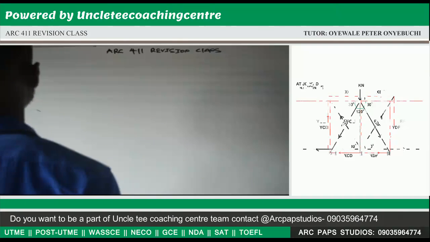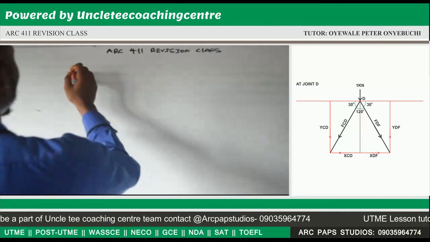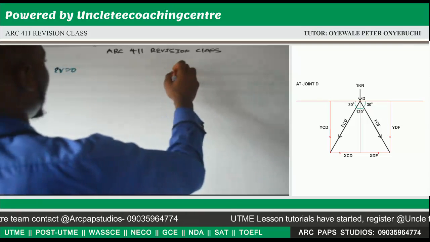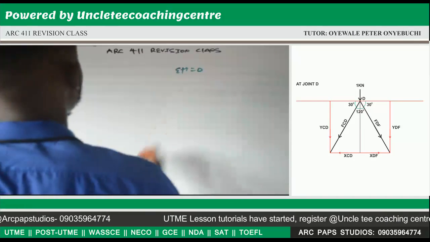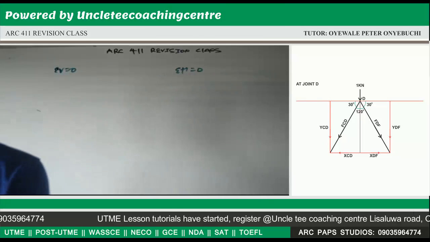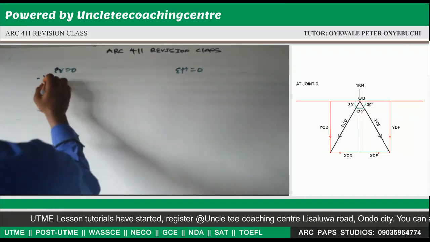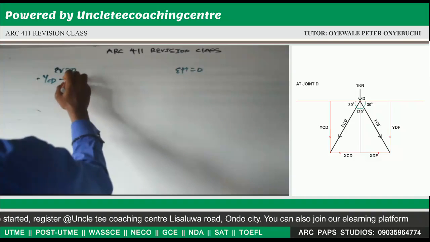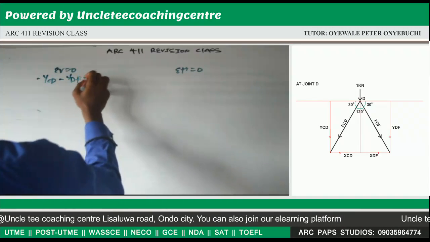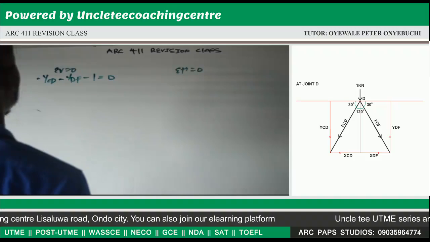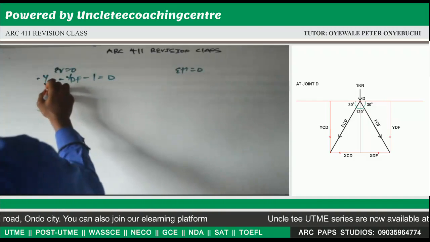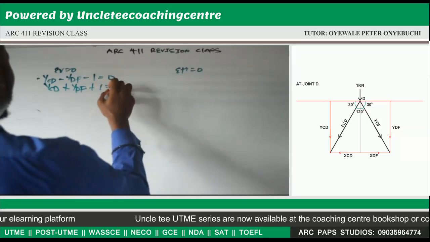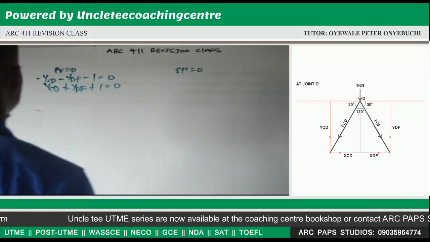Now going to our joint D, we'll do our summation. Vertical force is equivalent to 0. Summation horizontal forces is equivalent to 0. Now vertical forces there, we have our YCD following the negative direction, YDF also the negative direction, minus 1 is equal to 0. Now this gives us YCD plus YDF plus 1 is equal to 0, where you multiply through by minus 1.